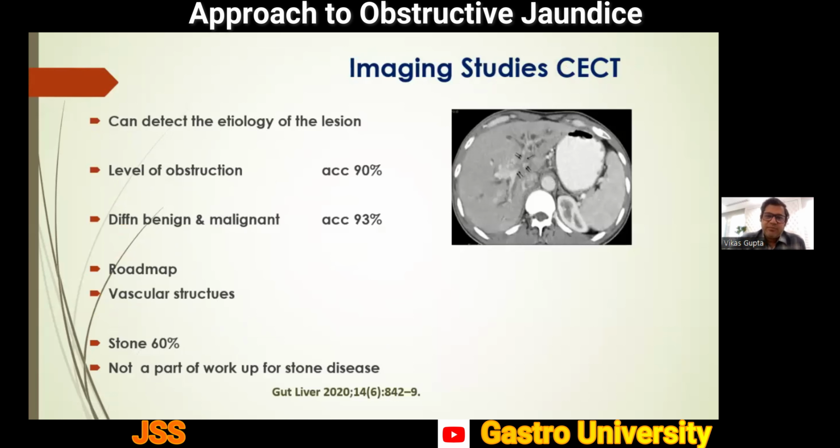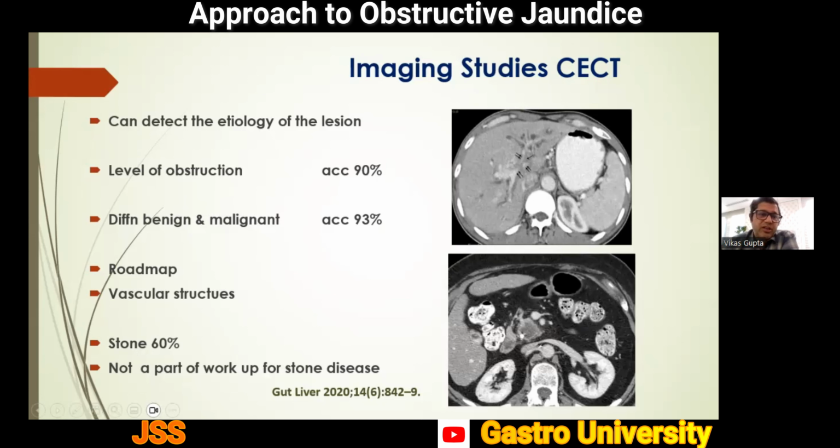CT scan is an important imaging modality which can tell us about the etiology of the lesion. The level of obstruction can be assessed accurately in about 90% of the cases, and it can differentiate very easily between benign and malignant conditions in about 93% of the cases, and it gives us a good roadmap for planning further management.